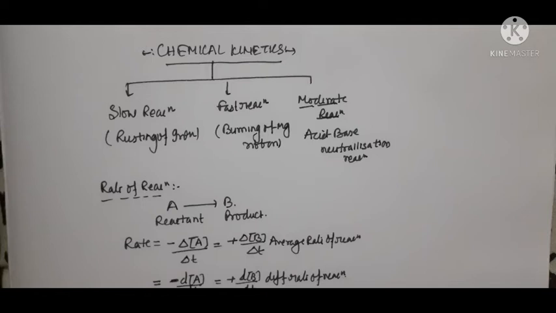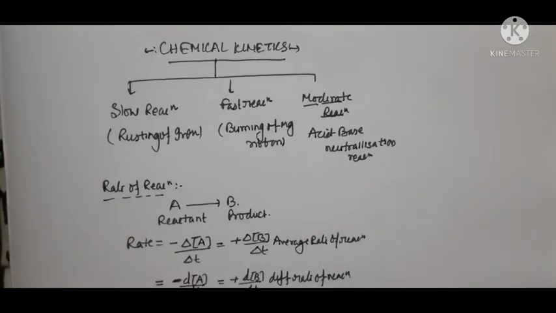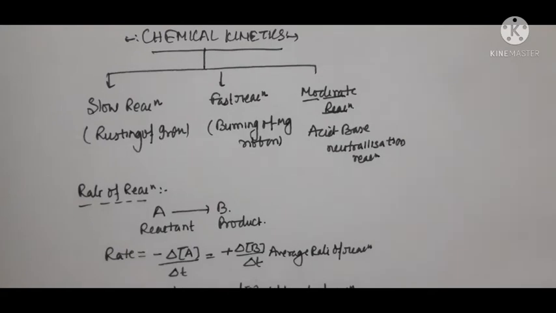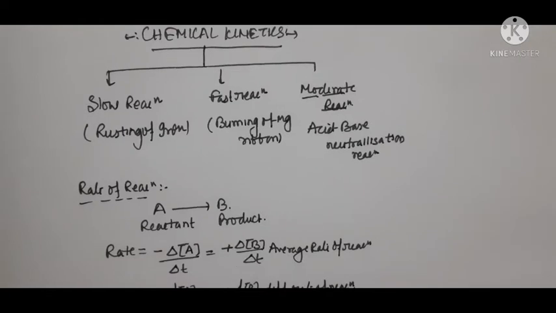The slow reaction occurs very slowly, for example rusting of iron. Fast reaction occurs very readily, for example burning of magnesium ribbon. And the moderate reaction is neither too slow nor too fast. On the basis of the above facts, we can understand that chemical reactions are of three different types on the basis of their rate: slow, fast, and moderate.